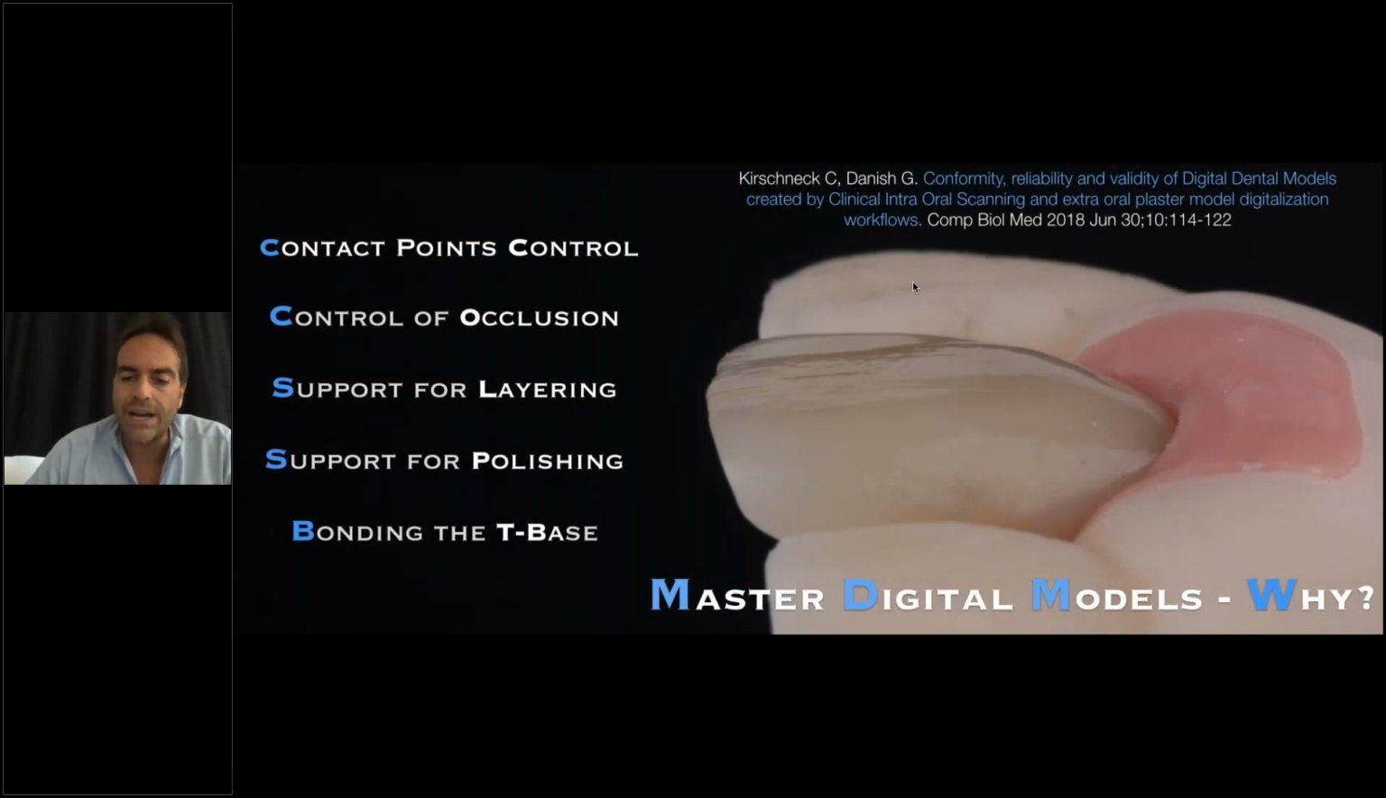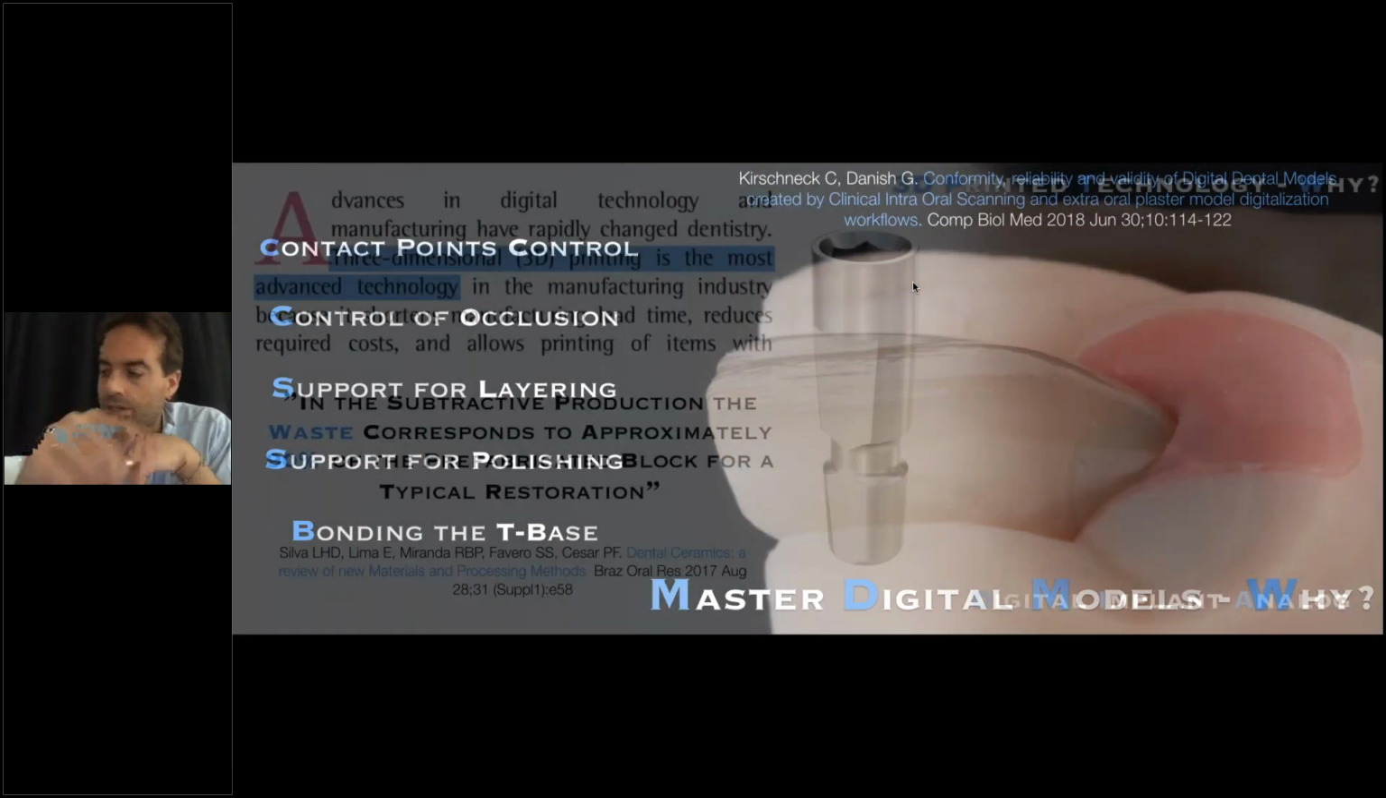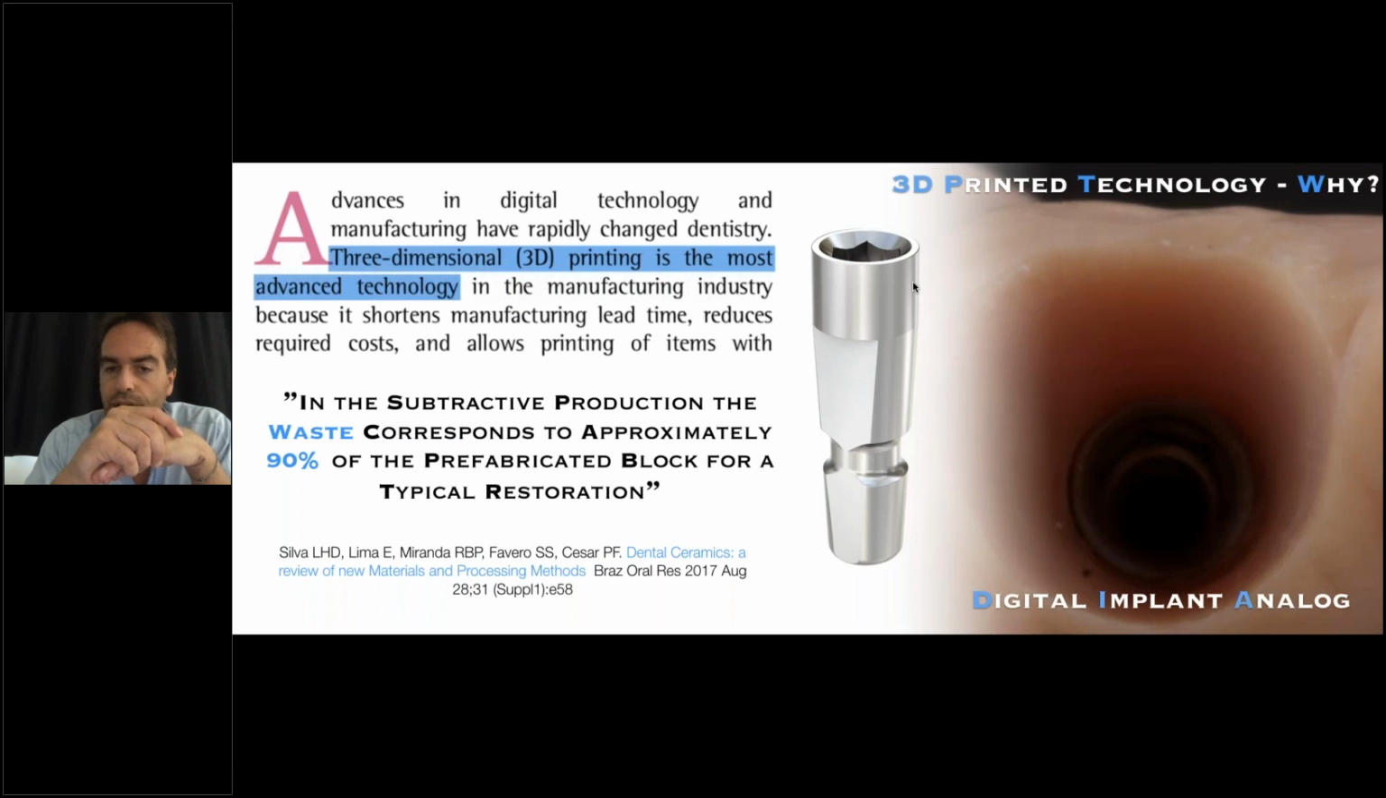But why do we need a master digital model? Because we need to have support for layering. So the lab technician needs support for layering, needs to control the occlusion, and needs to control the contact points. It also gives the opportunity to support polishing and bonding of the titanium base. And here is another important feature for you to understand.